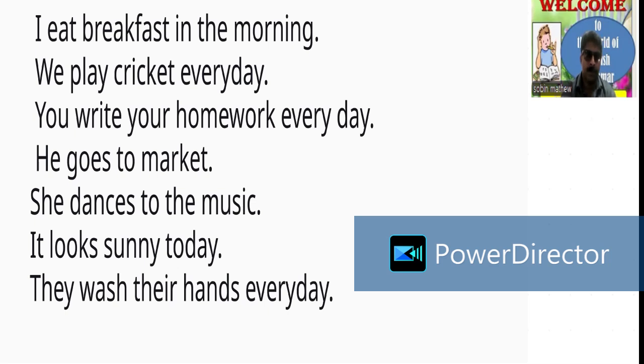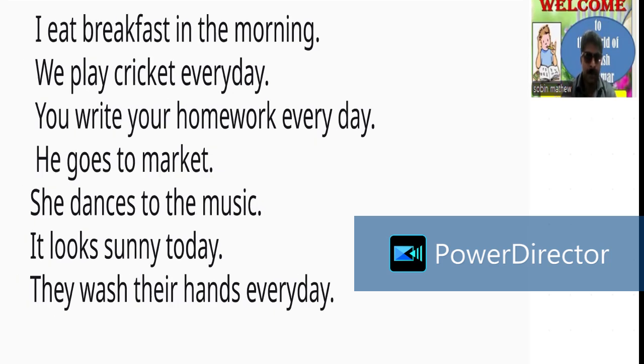The teacher asks all the students to copy the sentence from the whiteboard to their notebook. And all the students reply to the teacher, "Yes, sir, we do." The first sentence: I eat breakfast in the morning. Second sentence: we play cricket every day. Third sentence: you write your homework every day. Fourth sentence: he goes to market.